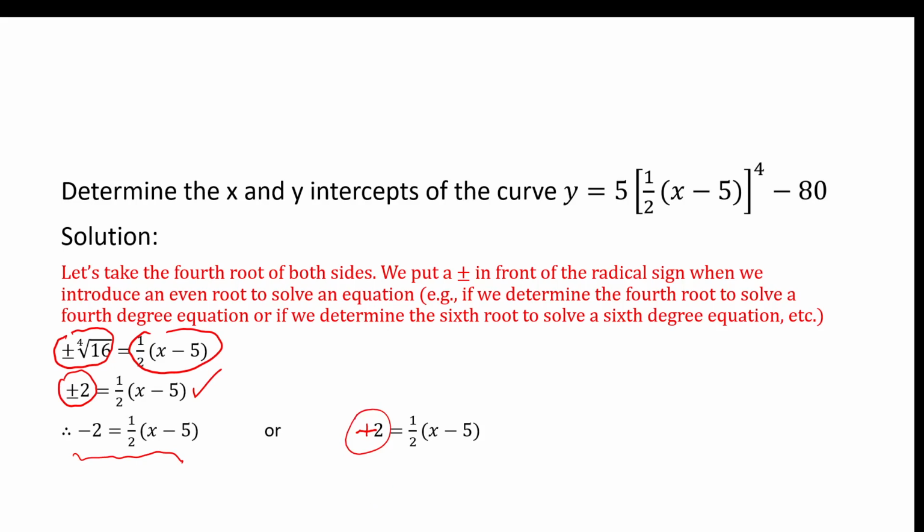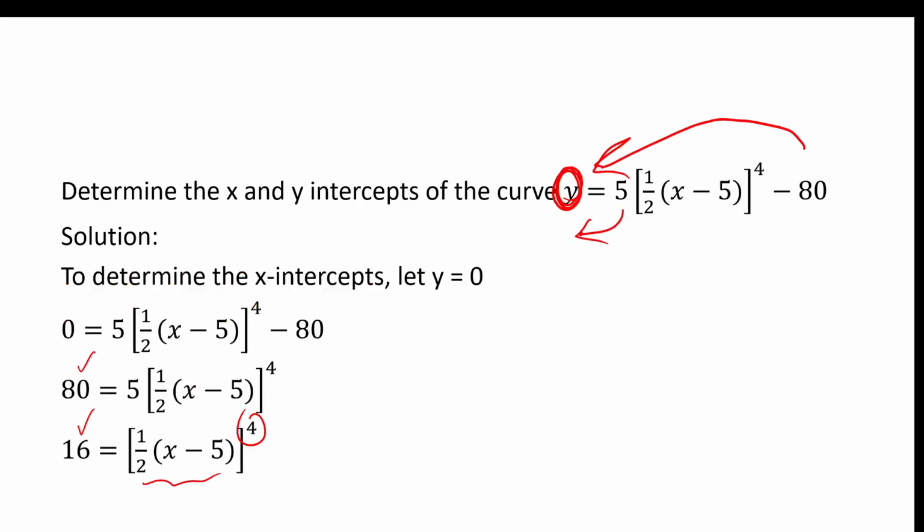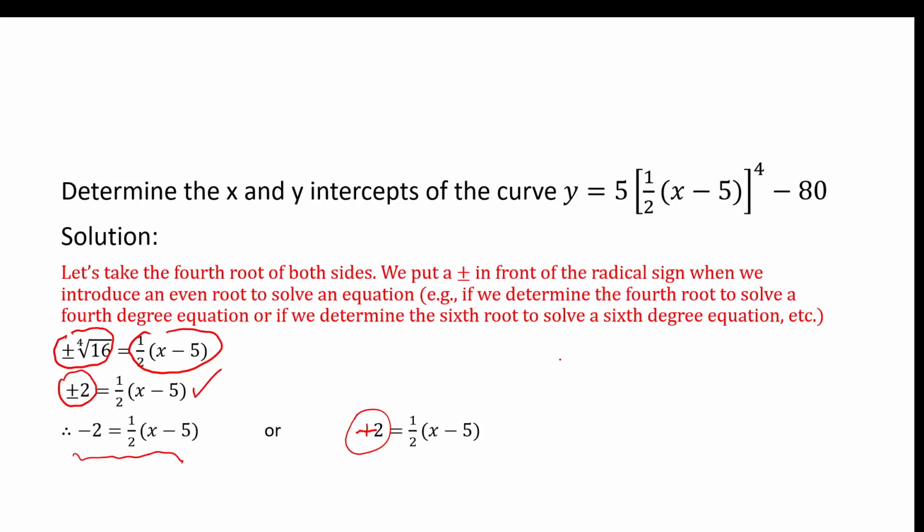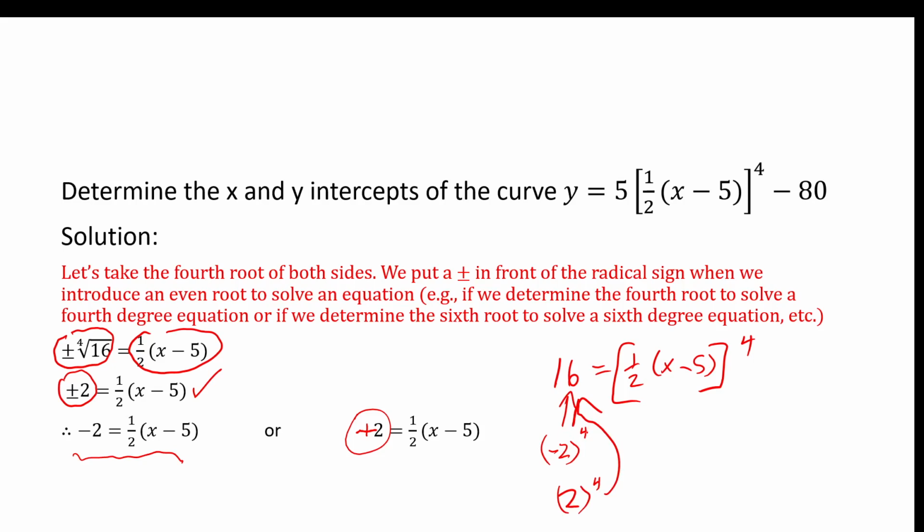Now, you might be wondering, why can we say plus or minus here? And here's why. Go back to what we had written on the last page. We had 16 equals 1/2 times x minus 5 to the 4. When I take that fourth root, if it's a negative 2 and I raise that to the exponent 4, I do get 16. So I need to consider that possibility. Or if I think of 2 to the exponent 4, I also get 16, so I have to consider that possibility. It has to do with being an even root, the fourth root, as opposed to the third root like it was last time when we didn't put the plus or minus in front. Okay?